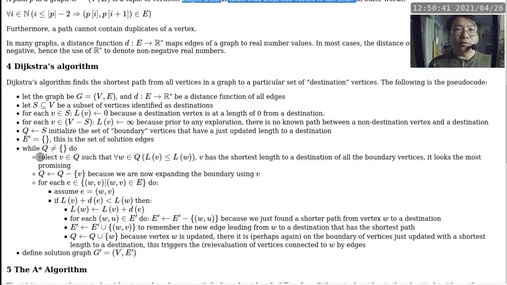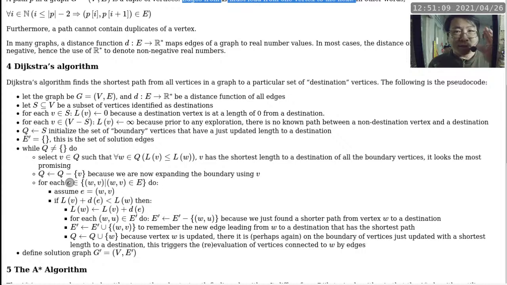Alright, so moving from the first line to the second line inside the while loop. The second line is Q gets Q minus the set that only has lowercase v in it. In other words, once we have selected the vertex in Q that has the least L value, we take it away from Q. So this way we don't reconsider that vertex in the next iteration.